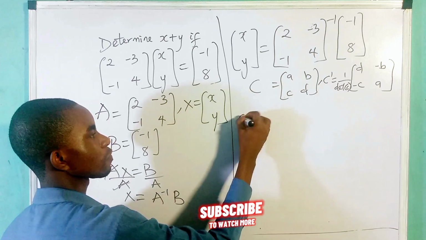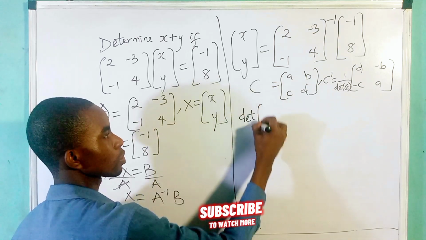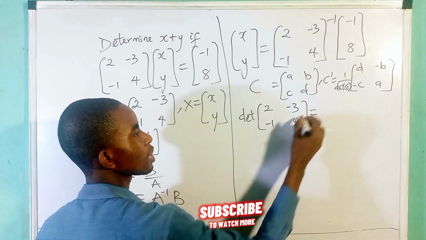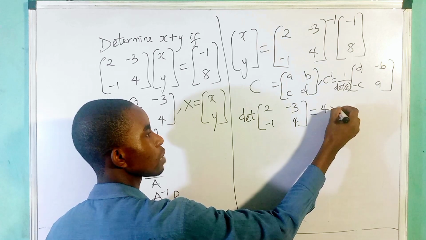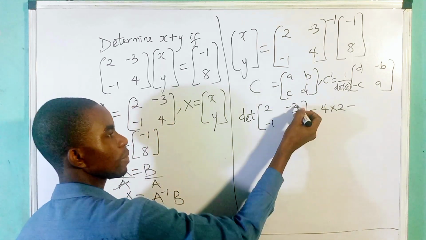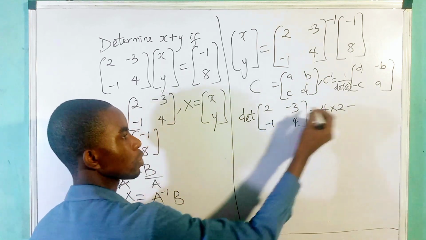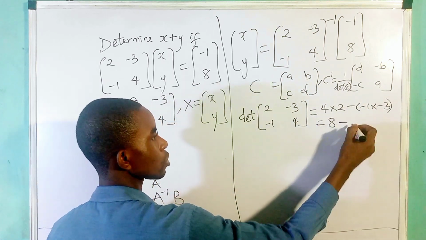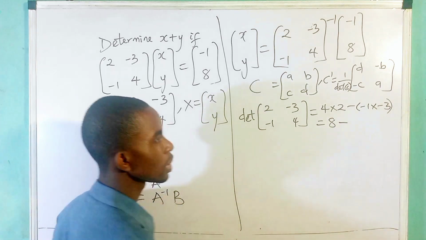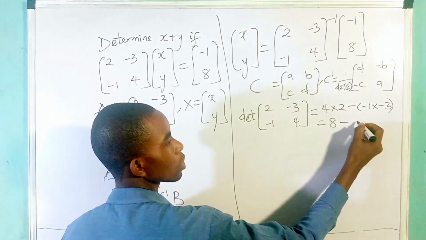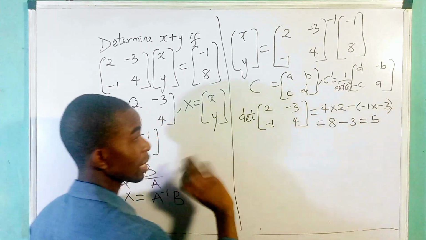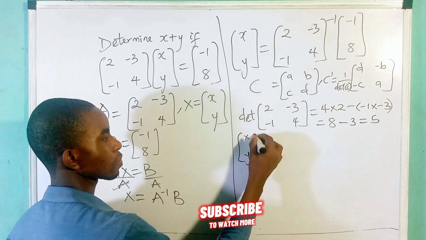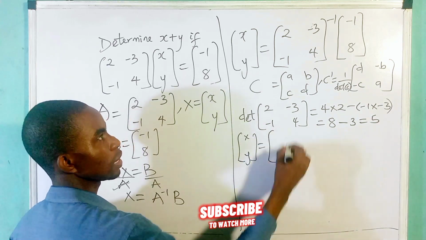The determinant of 2 -3 -1 4 is the same thing as multiplying 4 with 2, that's 4 times 2, then minus, multiply this with this, -1 times -3. And so this is equal to 8 minus 3, since -1 times -3 is 3, which is 5. That's the determinant. And so when we come back there, we have x y is equal to the inverse.